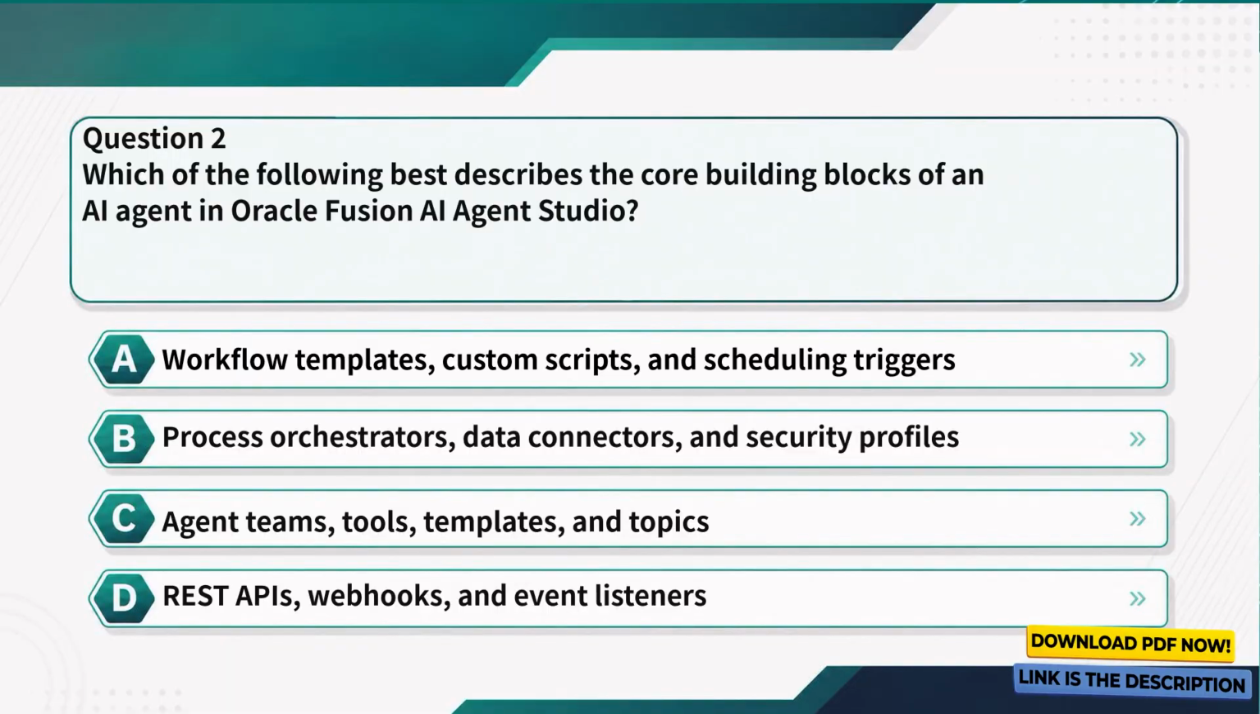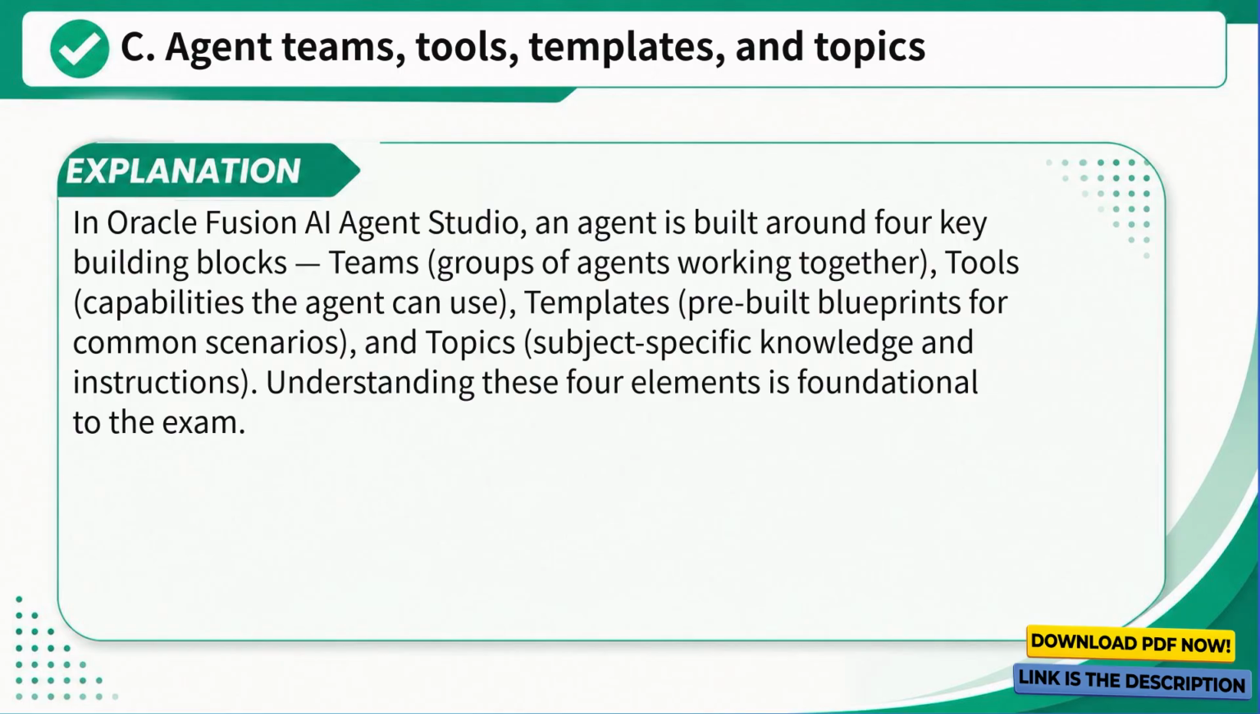Question 2. Which of the following best describes the core building blocks of an AI agent in Oracle Fusion AI Agent Studio? A. Workflow templates, custom scripts, and scheduling triggers. B. Process orchestrators, data connectors, and security profiles. C. Agent teams, tools, templates, and topics. D. REST APIs, webhooks, and event listeners. Correct answer. C. Agent teams, tools, templates, and topics.